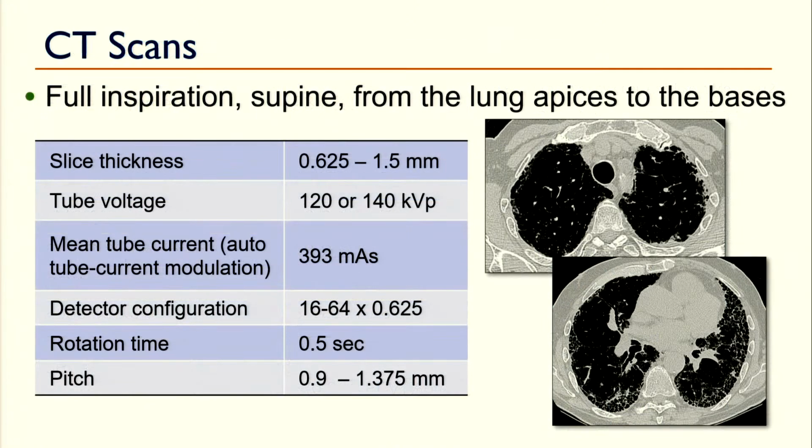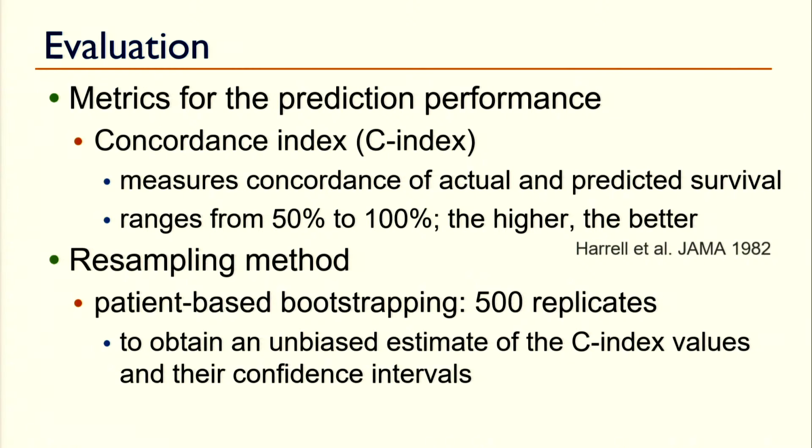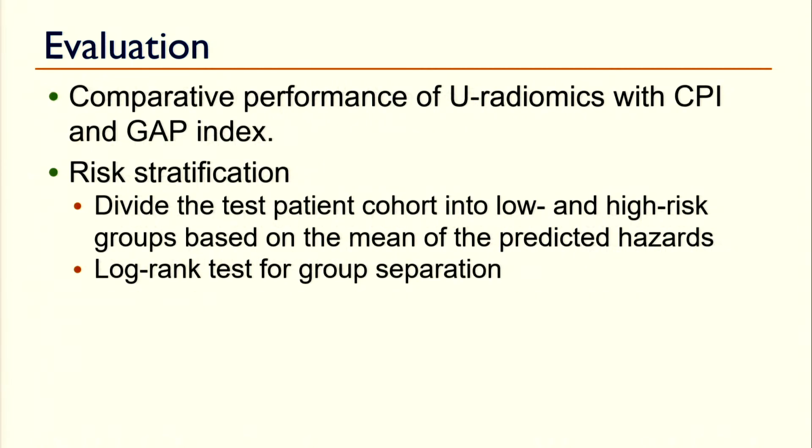For these patients, the CT scans were performed with full inspiration and in supine position, from the lung apices to the bases, by using the CT scanning parameters as shown on this slide. For the metrics for the prediction performance, we used the concordance index, or C-index, which measures the concordance of actual and predicted survival. The value of the C-index ranges from 50% to 100%, where a higher value shows a better performance. We also used a patient-based bootstrapping with 500 replicates to obtain an unbiased estimate of the C-index values and their confidence intervals. We then compared the predictive performance of the U-radiomics with those of the CPI and the gap index.